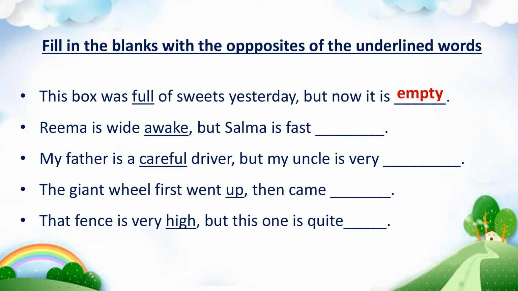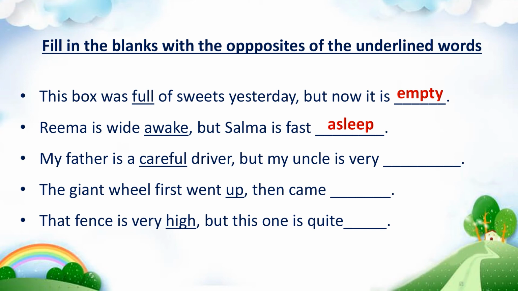Rima is wide awake, but Salma is fast dash. Now, on which word is the underline given? The word awake. Now, we have to find out the opposite word for awake. So, tell me which word will come? Asleep. Very good. Rima is wide awake, but Salma is fast asleep.